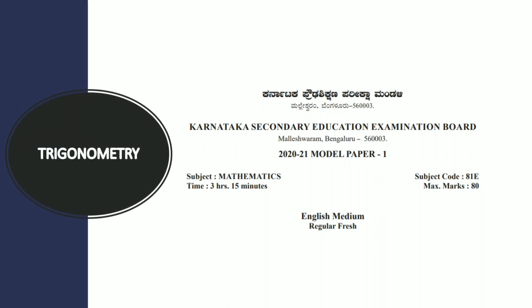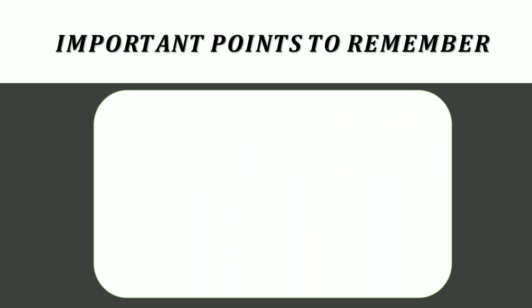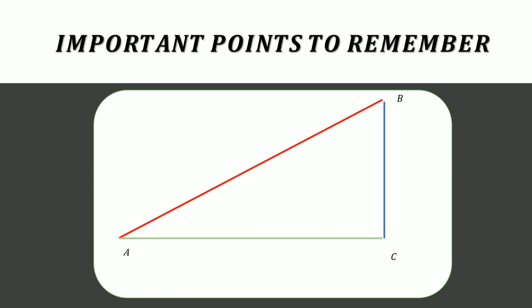Now let us solve Model Question Paper 1, which is issued by Karnataka Secondary Education Examination Board. The problems are from the chapter Trigonometry, Introduction to Trigonometry, which is a very important chapter. Before going to solve the questions, let us collect the important points to remember.